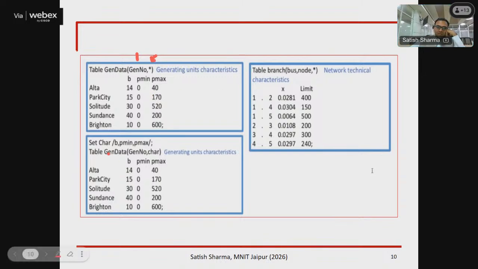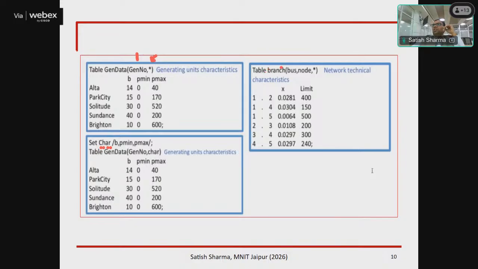Sometimes we can define that this set generator number is already defined with these cities. We can define a set characteristics. So instead of characteristics, you can either type char, or you can use the entire word characteristics, and b, pmin, pmax are the characteristics of that particular generator. So based upon those, we can provide a generator table. Okay, generator data from the table.